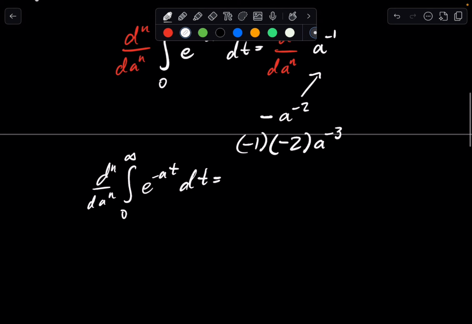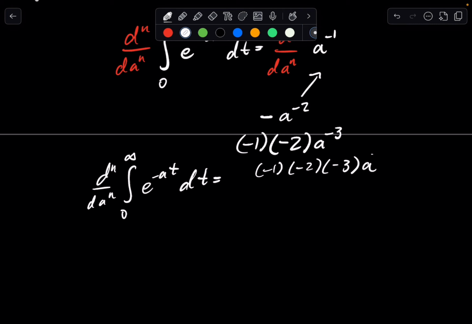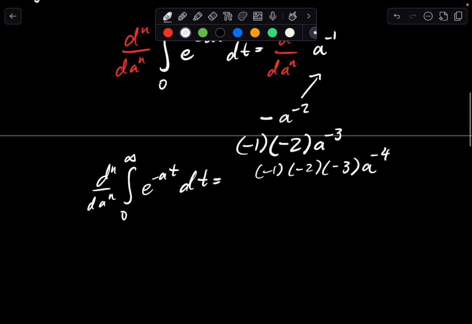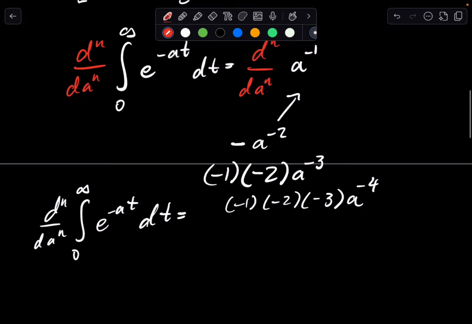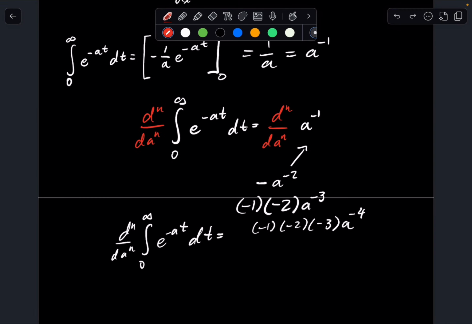Now, if I take the third derivative, I would get negative 1 times negative 2 times negative 3 times a to the negative 4. Now, you'll notice a pattern emerging here. We can generalize this a step further. If we ignore all the negatives on the right-hand side here, we'll notice something very interesting. We have 1 times 2 times a to the negative 3, 1 times 2 times 3 times a to the negative 4. It's almost like a factorial is emerging from this.